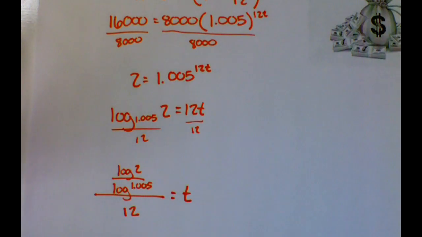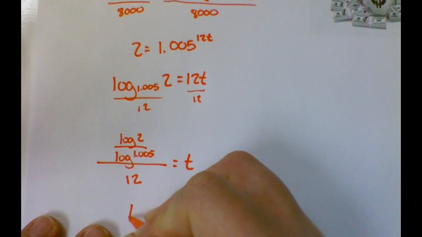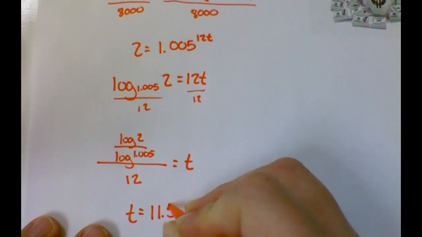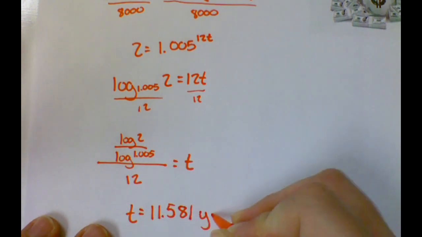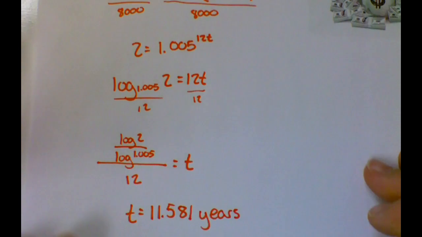So I grab my calculator, log of 2 divided by log of 1.005 is 138.975. Divide that by 12. I get that t is about 11.581 years. There's my answer.